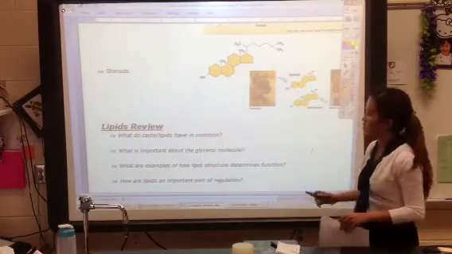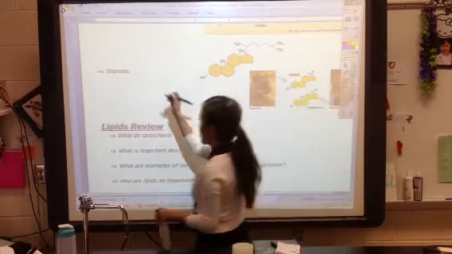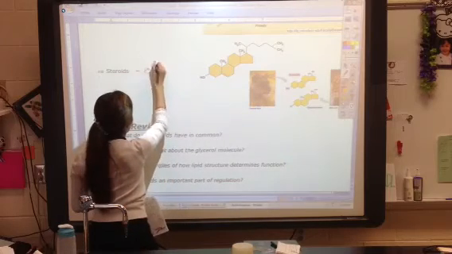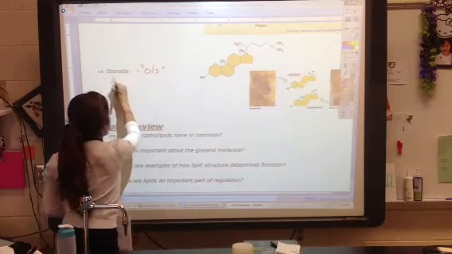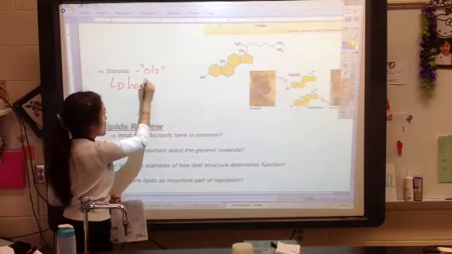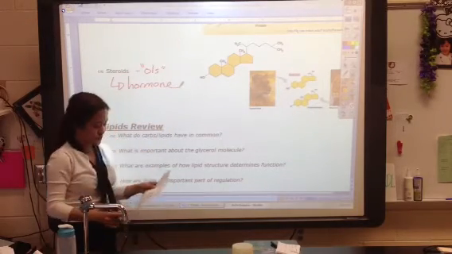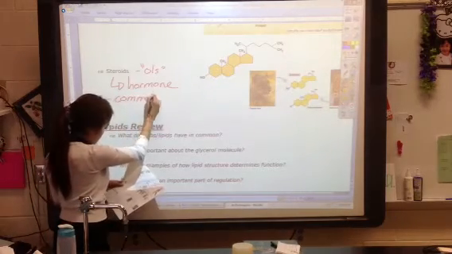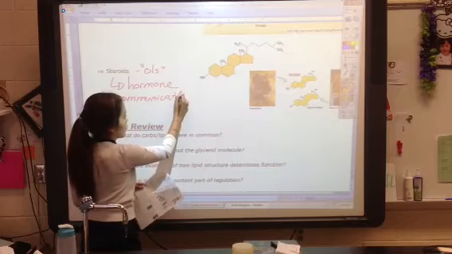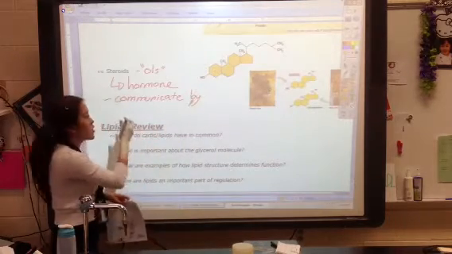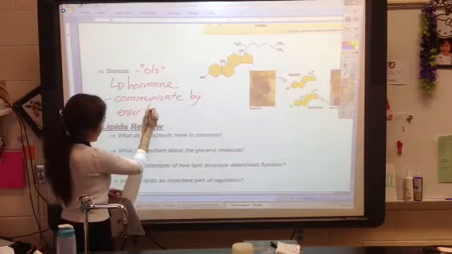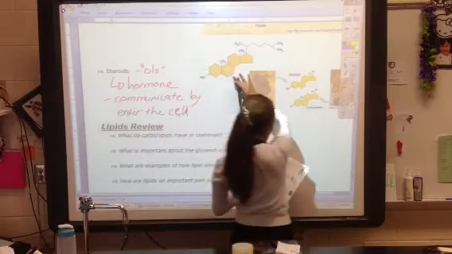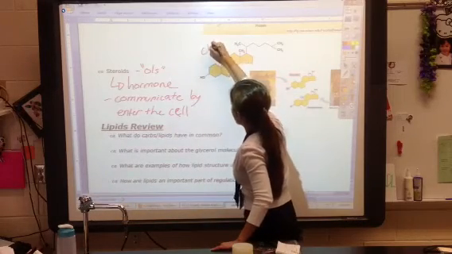So then the last little bit here are our steroids, and these are the ones I was talking about earlier. Okay, steroids are just hormones or a type of hormone, and this is going to allow communication by allowing that molecule to actually enter the cell through its membrane. So if you look at this structure right here, this is an example of cholesterol.